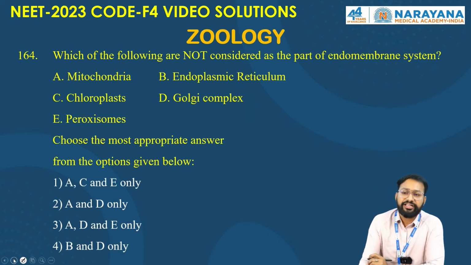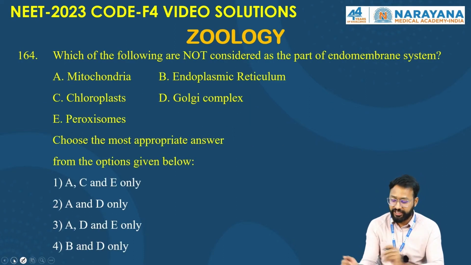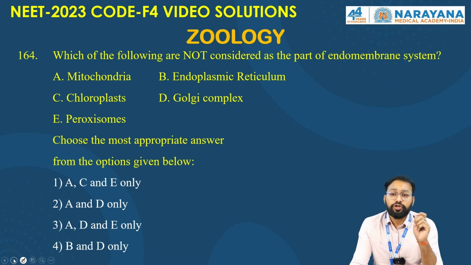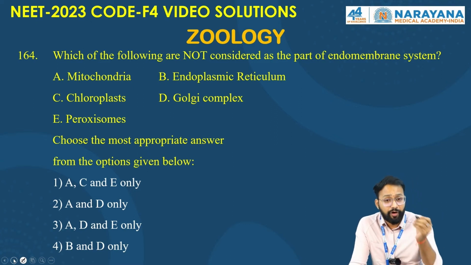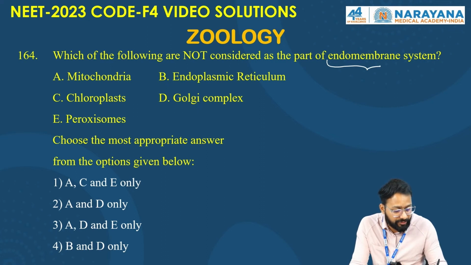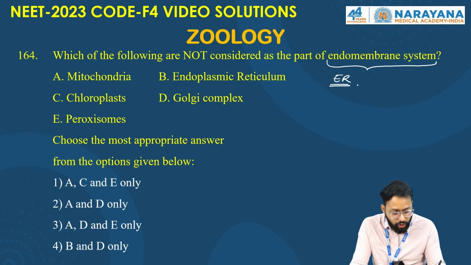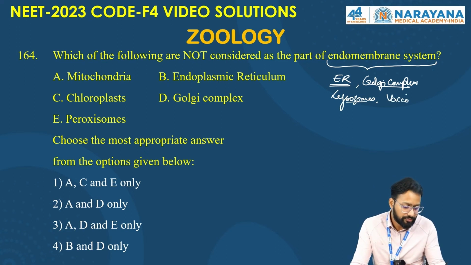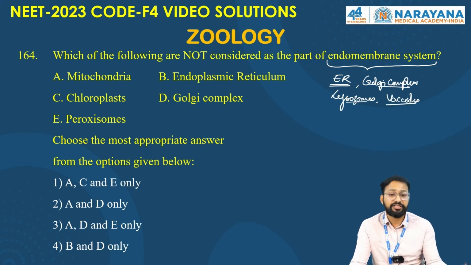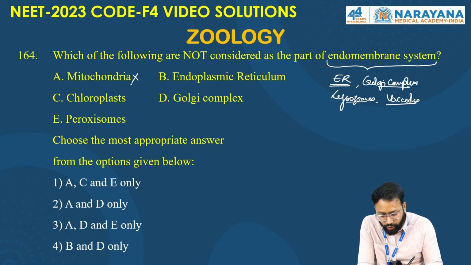Okay. Moving further to the next question, question number 164. It is related to cell biology. Which of the following are not considered as a part of the endomembrane system? First, let us see what the parts of the endomembrane system are. The endomembrane system consists of endoplasmic reticulum, Golgi complex, lysosomes, as well as vacuoles. This comes under the endomembrane system. So mitochondria is not part of the endomembrane system.